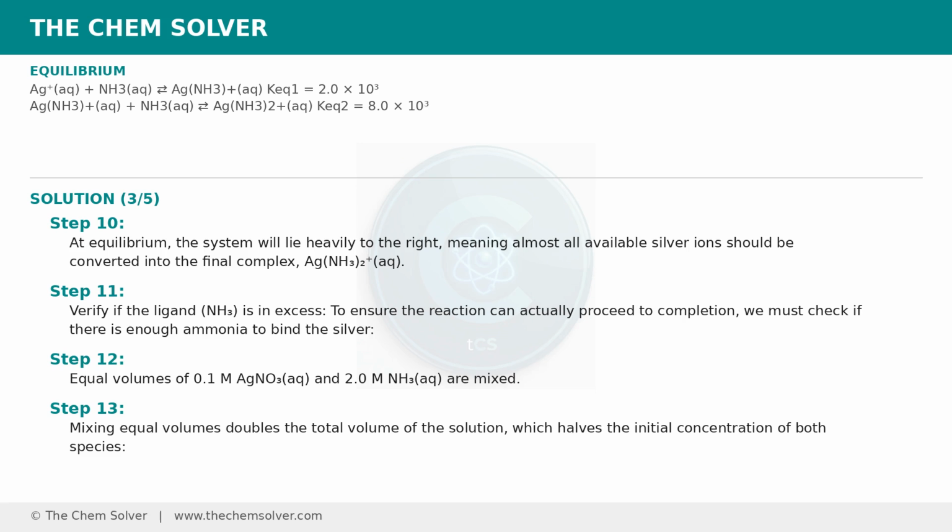Verify if the ligand, NH₃, is in excess. To ensure the reaction can actually proceed to completion, we must check if there is enough ammonia to bind the silver. Equal volumes of 0.1 molar AgNO₃ and 2.0 molar NH₃ are mixed. Mixing equal volumes doubles the total volume of the solution, which halves the initial concentration of both species.